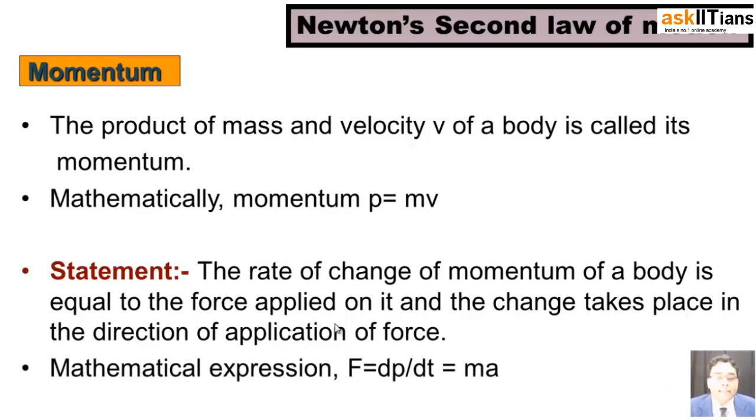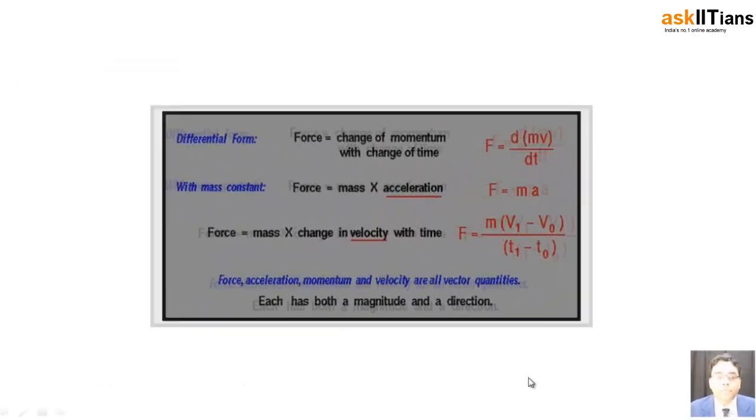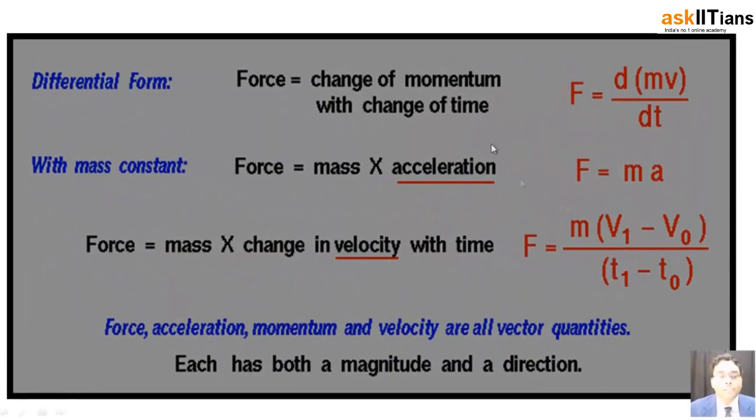Mathematically, we can say that F is equal to dP by dt. What is dP? dP represents the change in momentum, and dt represents the change in time taken. That is equal to mass into acceleration. If we want to find the differential form, it is given by the change of momentum with time. Change in momentum can be written as mass into velocity, so d of mv by dt. For a constant mass, obviously the mass will not change, so I can take the mass factor out. So this becomes m dv by dt. dv by dt is nothing but the change in velocity divided by the time taken. So that is how we define the force.